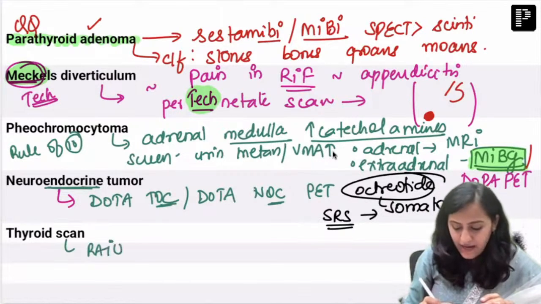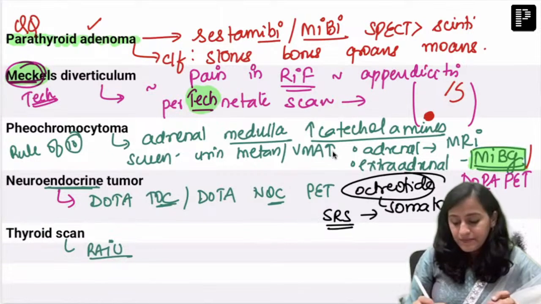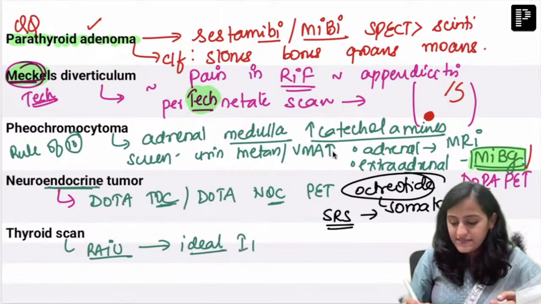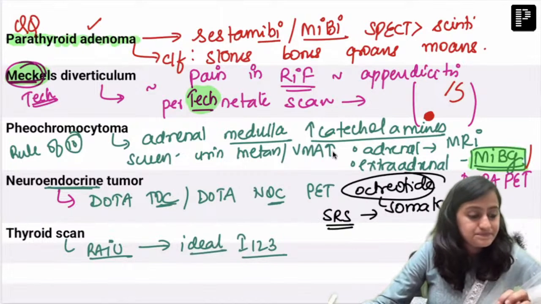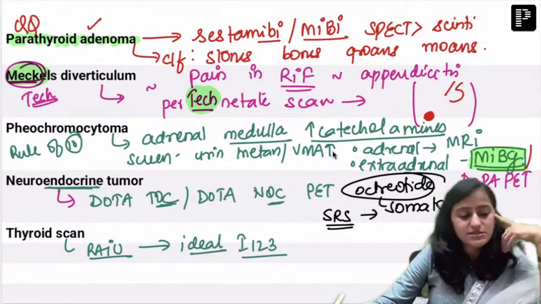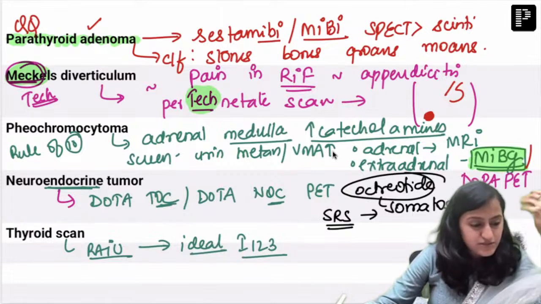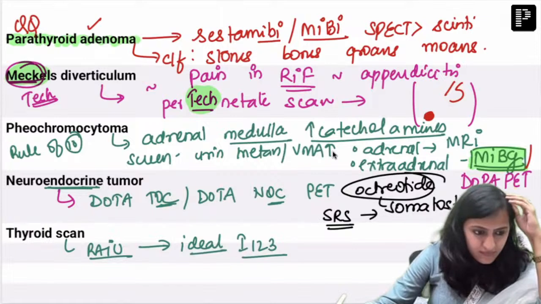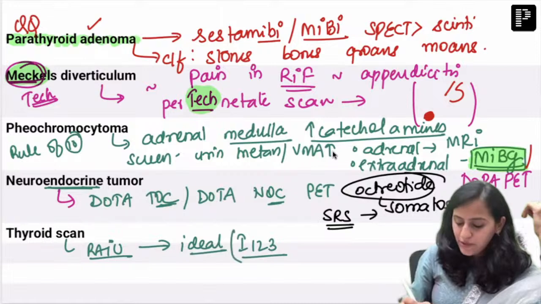Thyroid scan, which is the radioactive iodine uptake scan. What is the ideal radioisotope to be used for this? For the radioactive iodine uptake scan, it is iodine 123. Why is iodine 123 ideal? Parathyroid is done with Sestamibi, MIBG is for pheochromocytoma. Right, iodine 123 is the ideal.